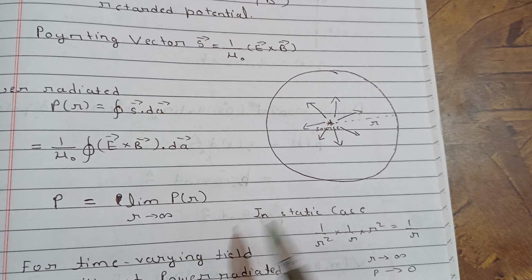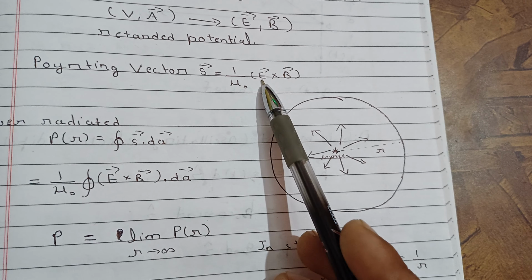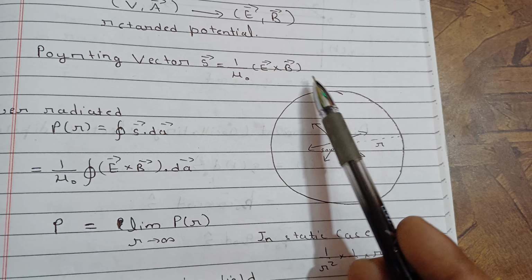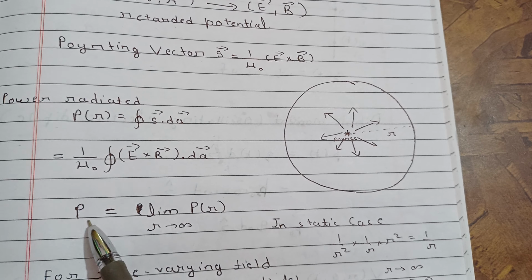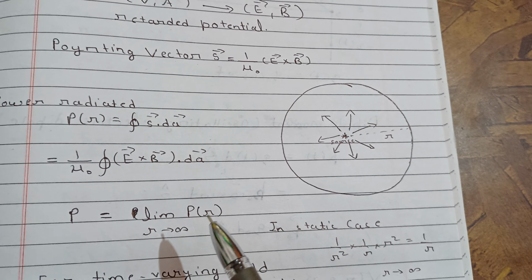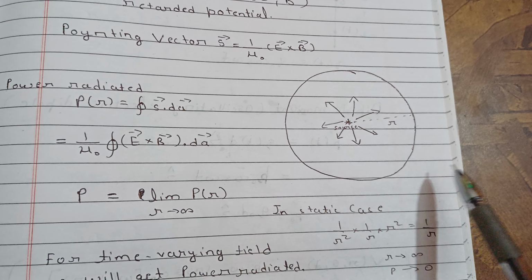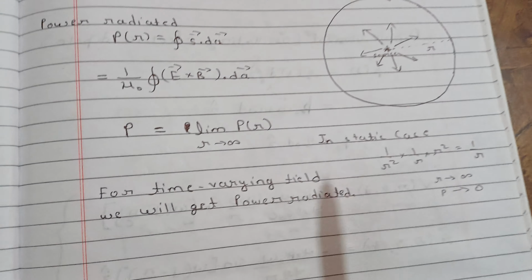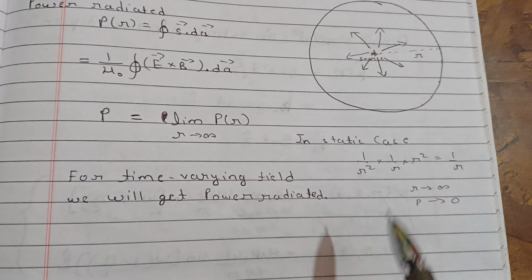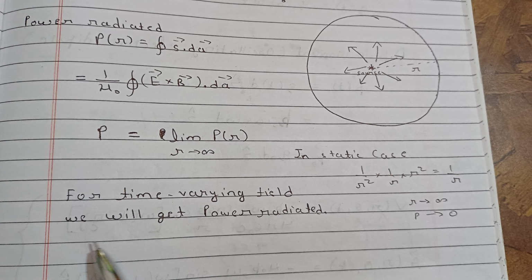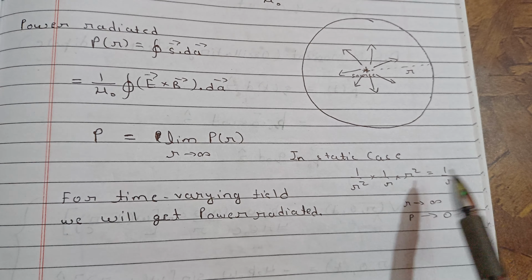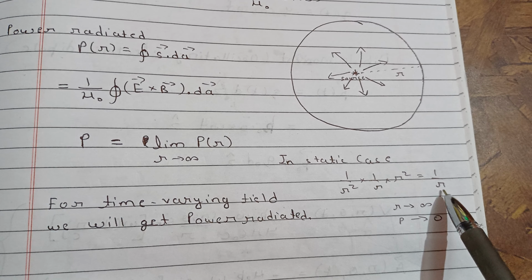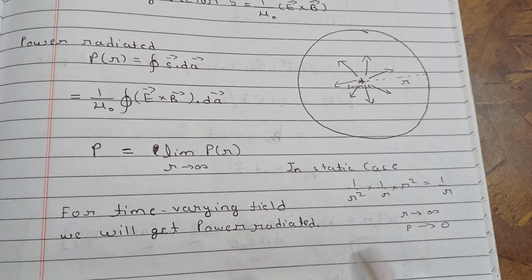But when the charge is moving, the E relation will be of 1 upon R and B also with the relation of 1 upon R, and multiplying by R square, the R square will cancel out, so the resultant power will be independent of R. That's why it will give you a net power transmitted due to the electric charge. So that's how we can define how moving or accelerating charges produce EM waves. For time varying fields we will get power radiated because it will be independent of R, but in the static case it will have R dependence, so R tends to infinity will give you power 0. So I hope it is clear to you.